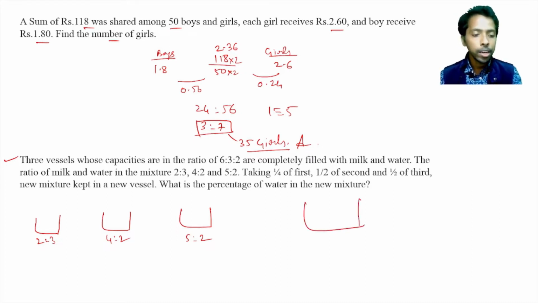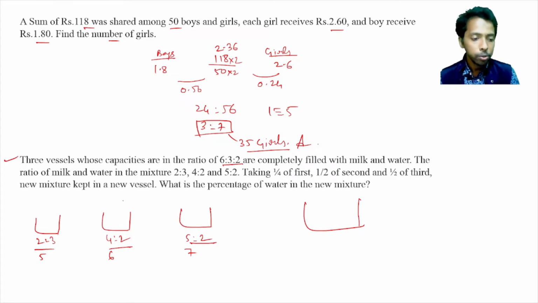Now the first one has 5 units total, the second has 6 units total, the third has 7 units total, but all three are in different ratios. We cannot take that 5, 6, 7 are in the same unit. Absolutely not. 2:3, 4:2 and 5:2 are all different. So we have to make all three equal here, because the quantities of the first, second and third containers are in the ratio 6:3:2.